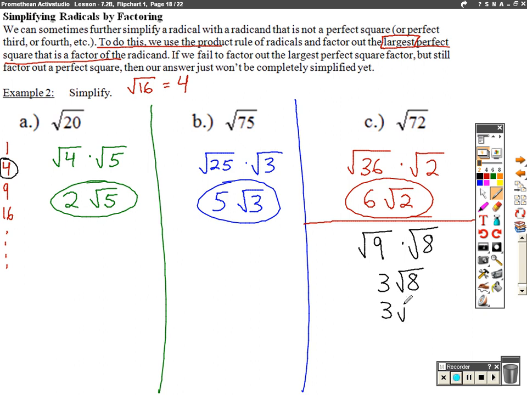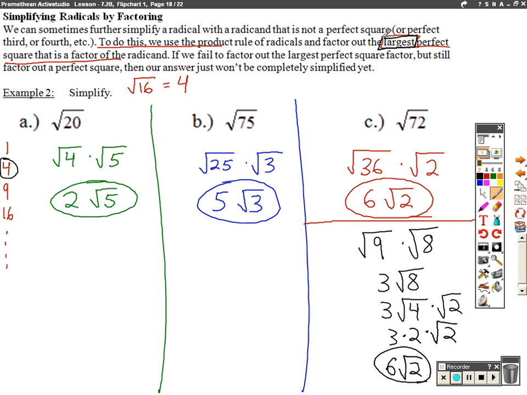So I can break this down further into the square root of 4 times the square root of 2. The square root of 4 is 2 times the square root of 2. So you're again left with 6 times the square root of 2. It just took a few more steps to get to it. So when this radicand number gets a little bit bigger, it might be a little harder to find the actual largest perfect square that's a factor, but you can just take it one step at a time and it'll still get there.